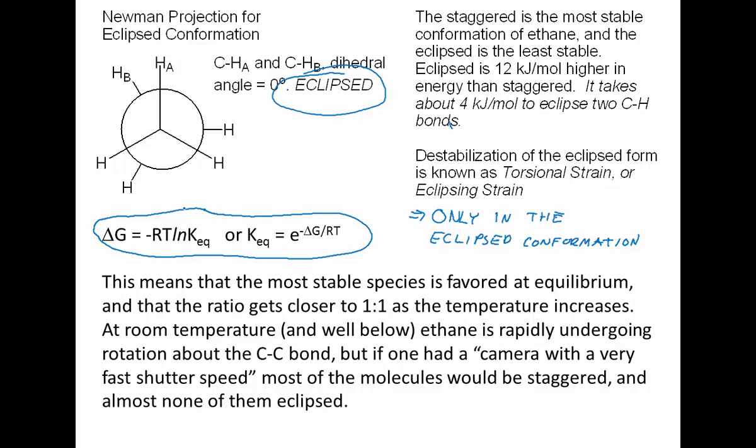At room temperature and well below, ethane is rapidly undergoing a rotation around the CC bonds, but if you had a camera with an extremely fast shutter speed, and this would have to be extremely fast, you would find that almost all of the ethane molecules are staggered. Okay, if you actually solve this equation and use 12 kilojoules per mole at room temperature, you'll find that the equilibrium constant is huge. Okay, all right, we're not ever going to solve that equation in organic chemistry. We're just going to use this as a qualitative relationship for explaining reaction dynamics.